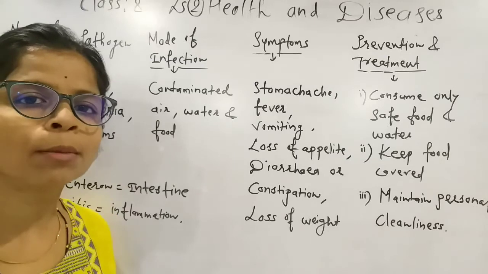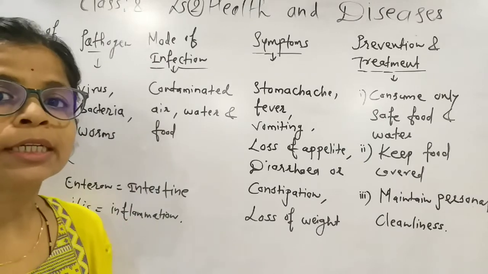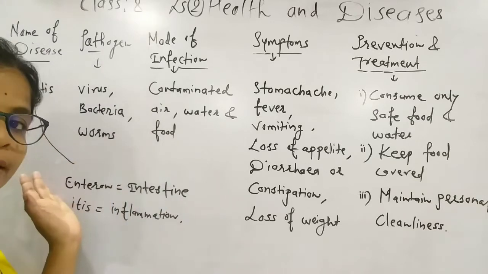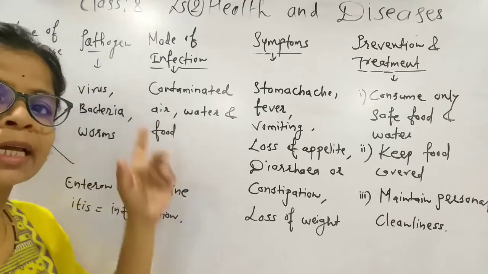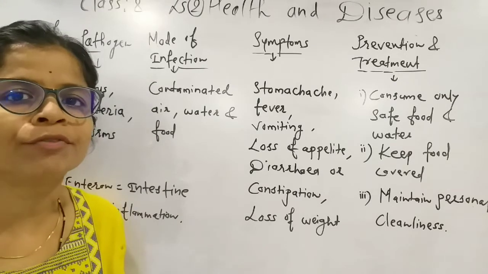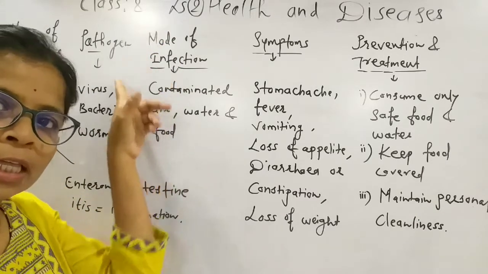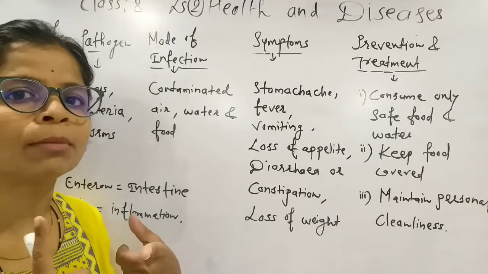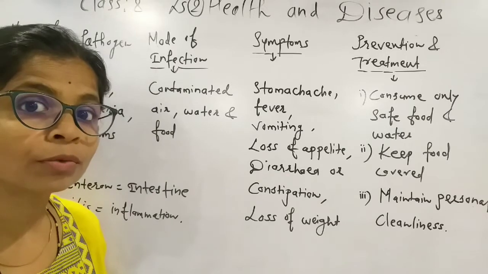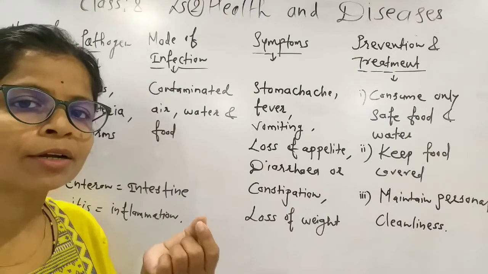Now we will discuss the first infectious disease, that is enteritis. Enteritis is an intestinal disease. So what is the meaning of the word? Enteron means intestine and it is with inflammation. Intestinal inflammation, meaning swelling of the intestine. Now the causative pathogens are viruses, there may be infection by bacteria, or the cause could be worms also. Worms means small thin worms.